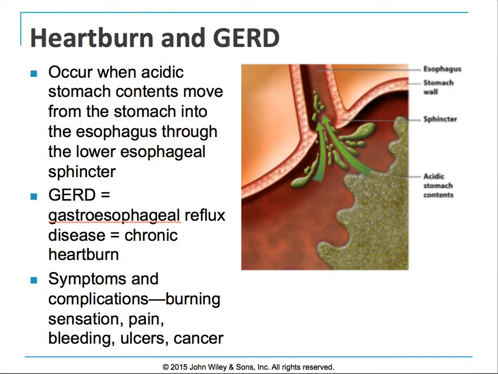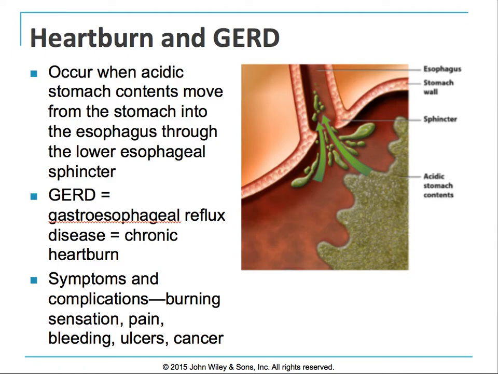Heartburn and GERD. They occur when acidic stomach contents move from the stomach into the esophagus through the lower esophageal sphincter. So you remember the sphincter is that tight muscle at the base of the esophagus that regulates food going into the stomach. Well, when that sphincter is closed, it also keeps the contents of the stomach from moving back up into your esophagus. So in your stomach, we have that hydrochloric acid.